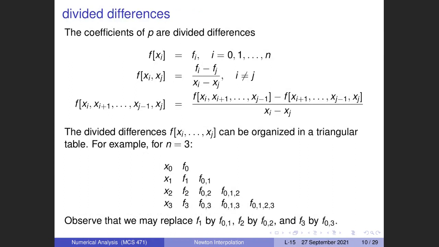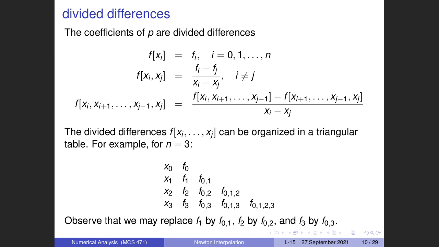Here is their definition. The divided differences are defined recursively as follows. If there's only one point involved, then the divided difference is just a function value. We also have the condition that the xi's are different from the xj's. If there are 2 points involved, then we divide the difference of the function values over the corresponding difference of the points xi, xj.